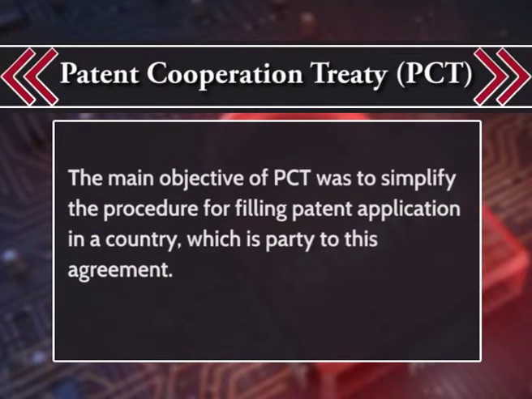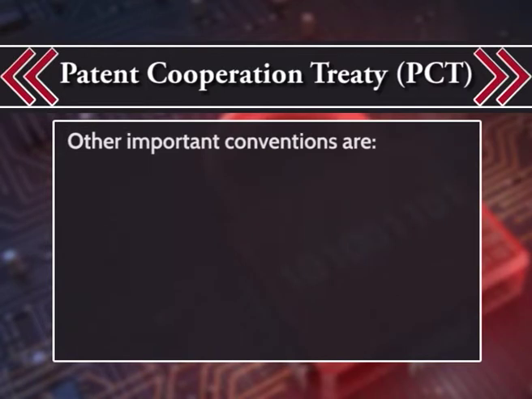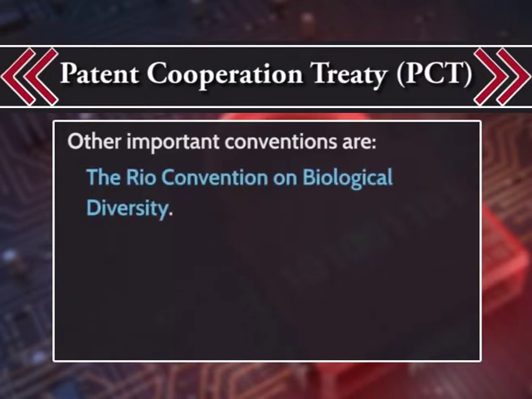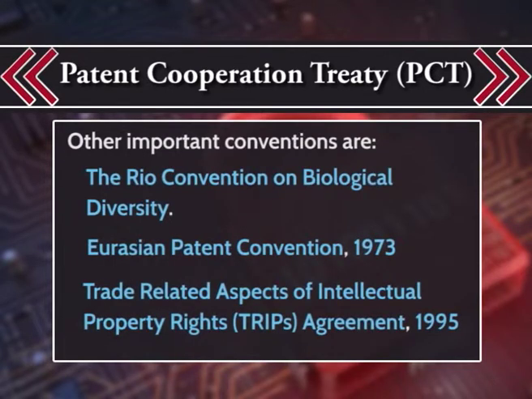The main objective of the PCT was to simplify the procedure for filing a patent application in a country which is a party to this agreement. Basically, the PCT is not in competition with the Paris Convention; rather, it supports the convention by making the patenting system easier and more economical for the patentee in the countries which are members of the Paris Convention. There are some other important conventions, which are the Rio Convention on Biological Diversity, the Eurasian Patent Convention, and the Trade Related Aspects of Intellectual Property Rights Agreement, 1995.